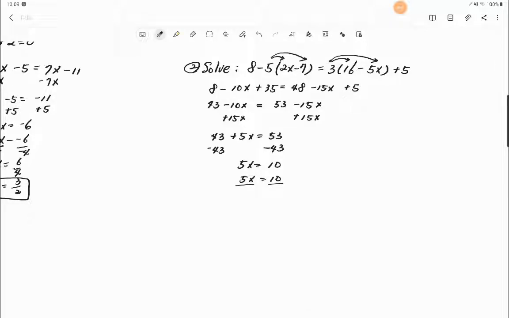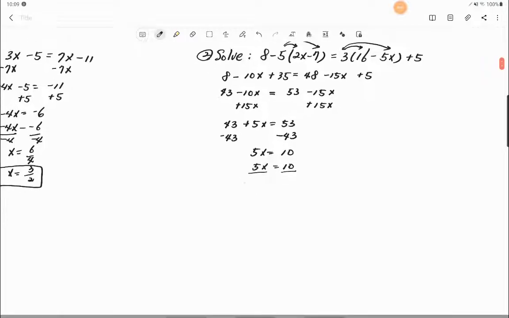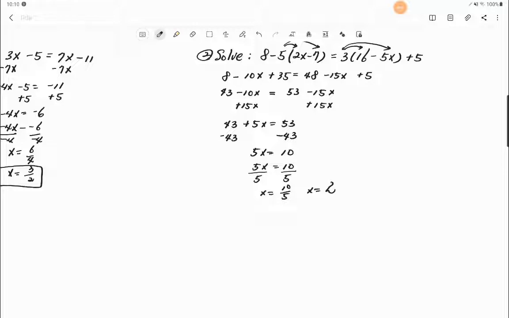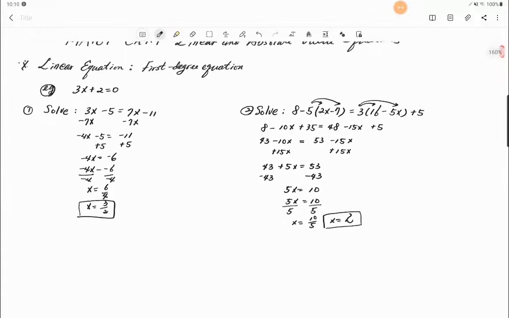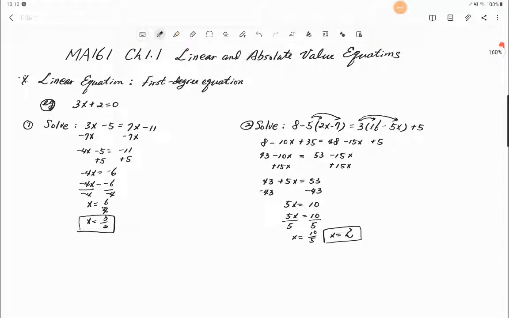And then what we do is make x on one side. So divide each side by 5. Then x equals 10 over 5, which is x equals 2, right? So that's the solution. Okay, this is just a simple explanation and a simple equation. So this is not hard.